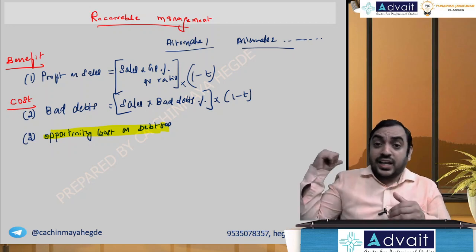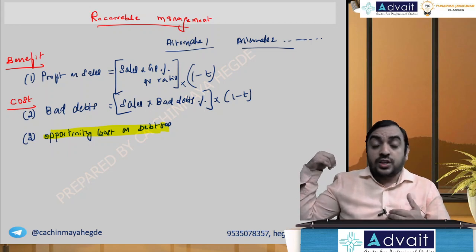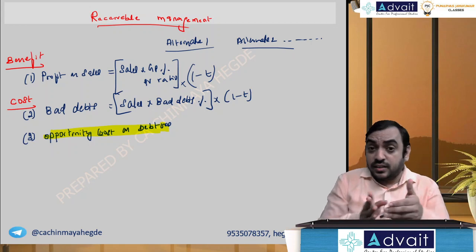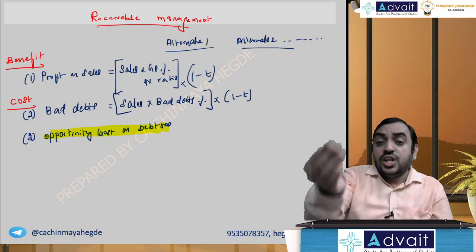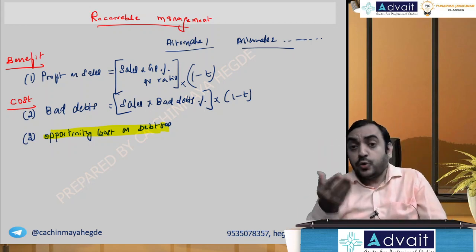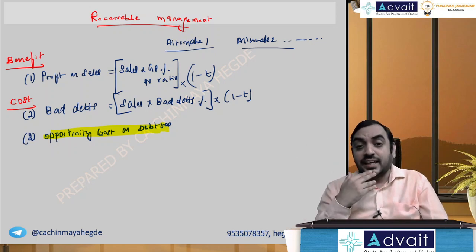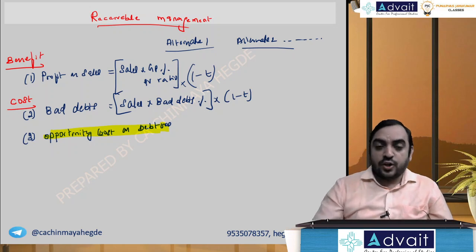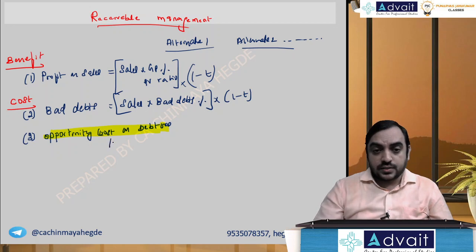Similarly, had you taken a loan, bank overdraft, short-term loan, cash credit, had you received money 1 month earlier, you would have settled your liability, you could have saved interest. Now you have to pay interest because of the delay. That is opportunity cost on debtors. How are we going to calculate it? This is a very important calculation. This is debtors multiplied by cost of capital, opportunity cost of capital percentage.